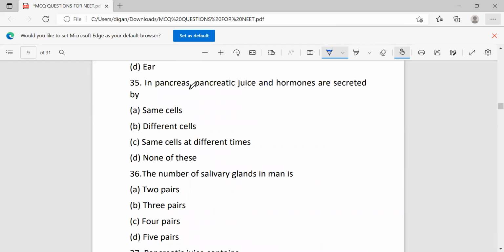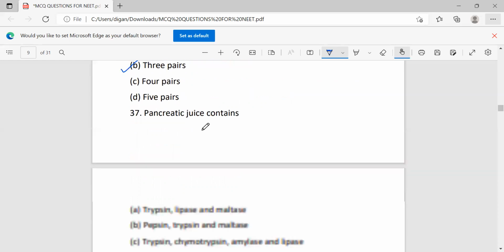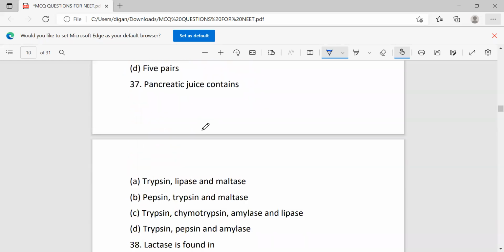35, in the pancreas, pancreatic juice and hormones are secreted by, for this the correct option is B, that is secreted by different cells. Then next, for 36, the number of salivary glands in man is how many pairs? Option B, 3 pairs. For 37, what does pancreatic juice contain? Trypsin, chymotrypsin, amylase, and lipase.